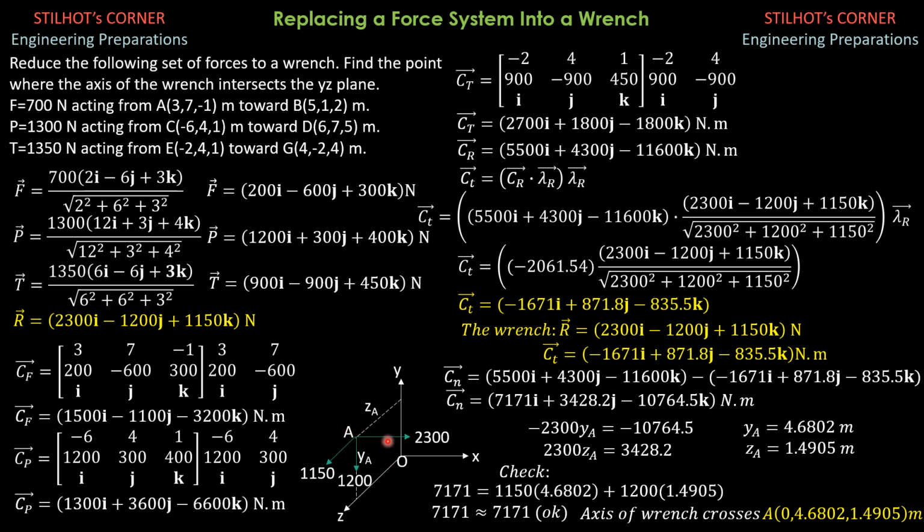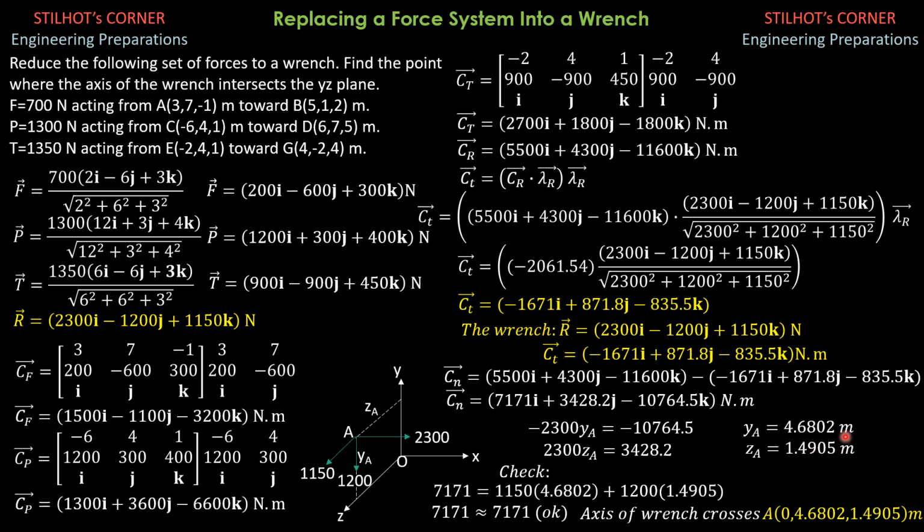That's the moment of the resultant force about the Z-axis. So we equate it to the normal component of the couple about the Z-axis, which is negative 10,764.5. So YA is 4.6802 meter. Then the moment of this resultant force about the Y-axis is positive 2,300 times ZA, and we equate it to the Y component of the normal couple, 3428.2. So Z sub A is 1.4905 meters.